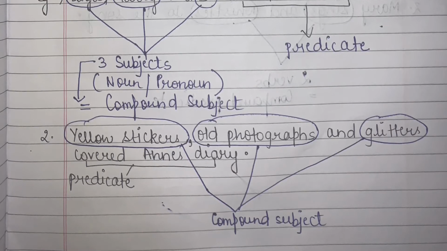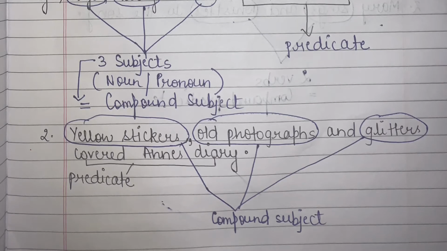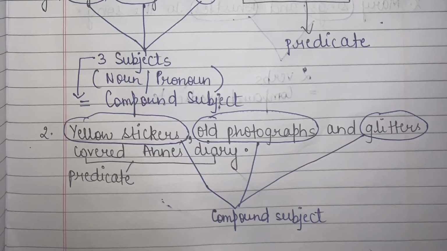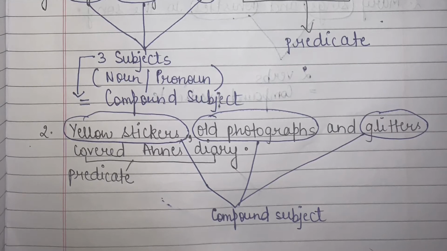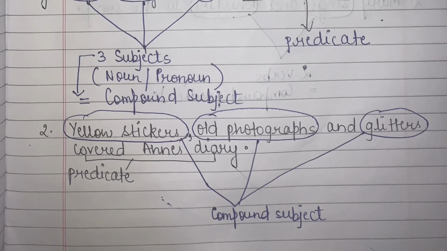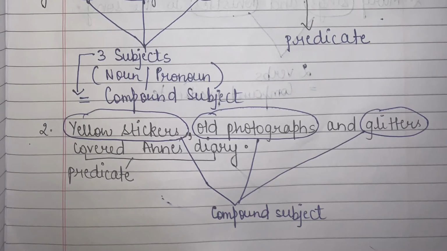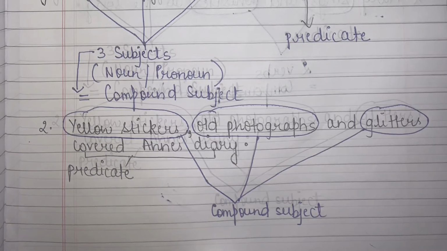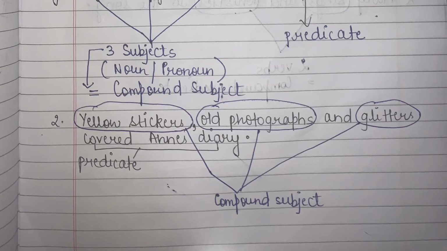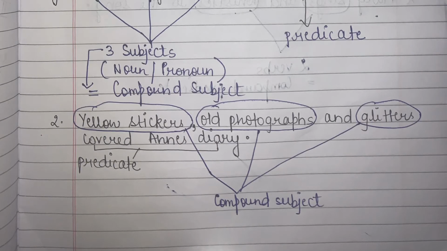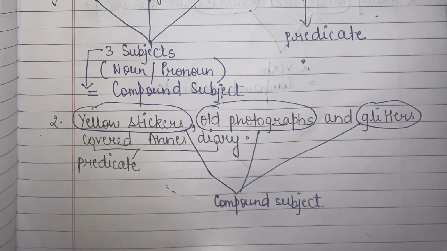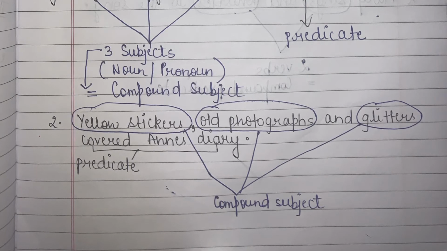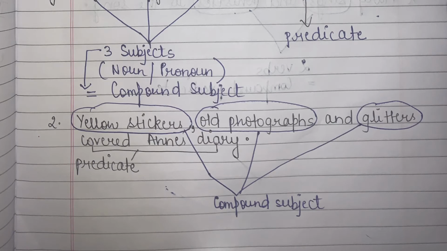So these three subjects together combine to form a compound subject, right? And what about this part? Covered Annie's diary. This part is my predicate, right? It is telling me further about what work was being done by the subject. So I hope that this concept is clear to you all. Make sure whenever we talk about a mixture of more than one subject, that would be my compound subject.